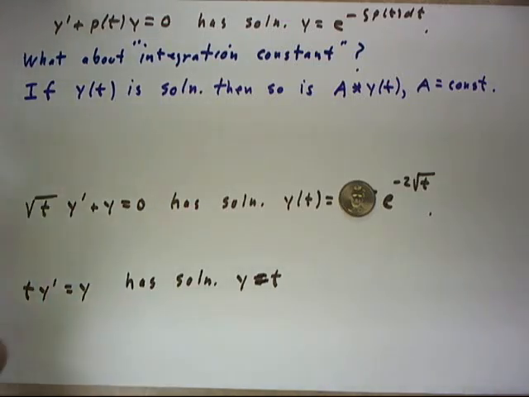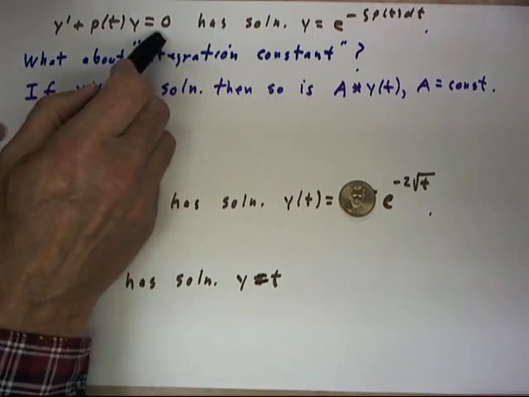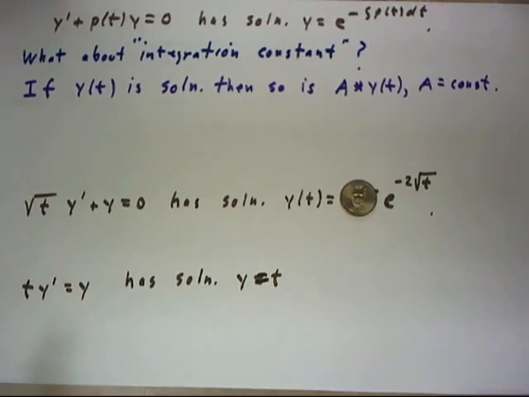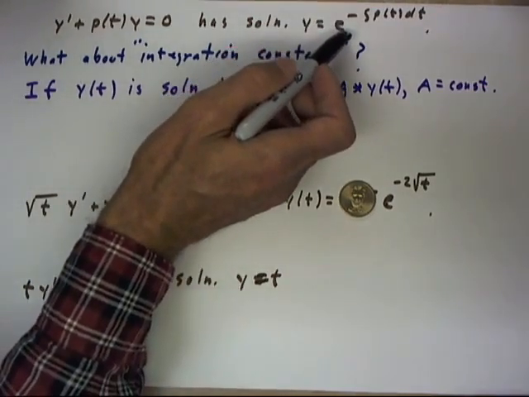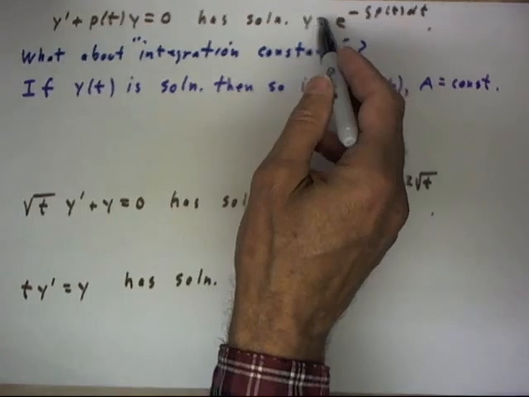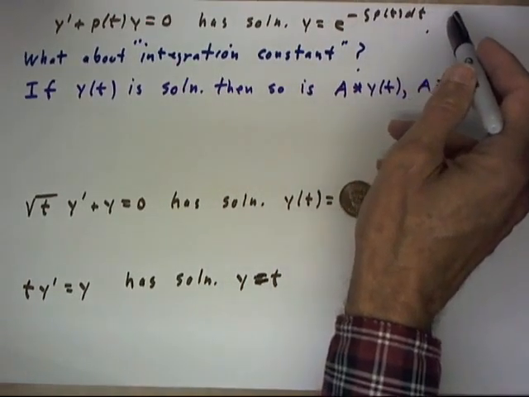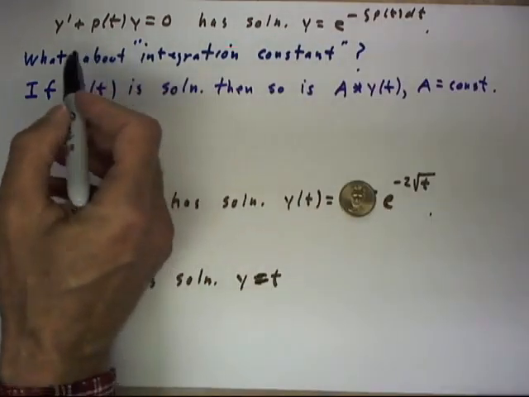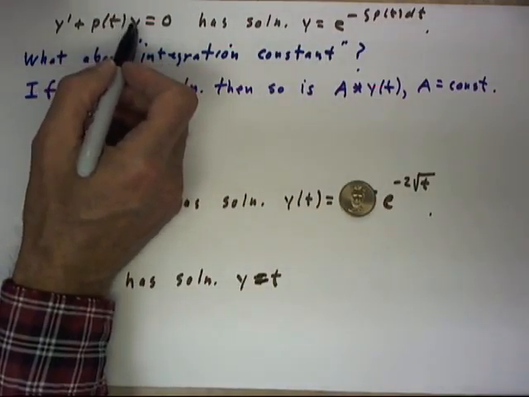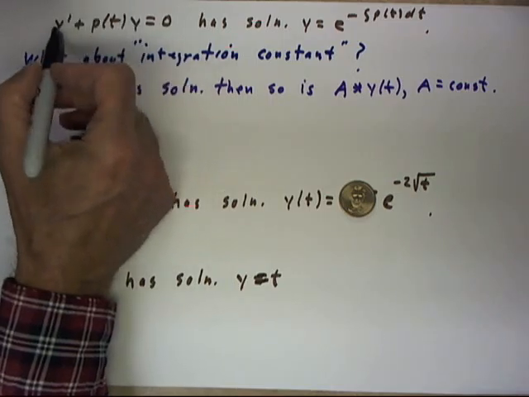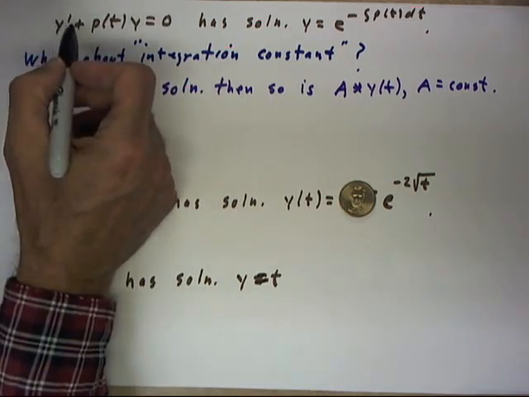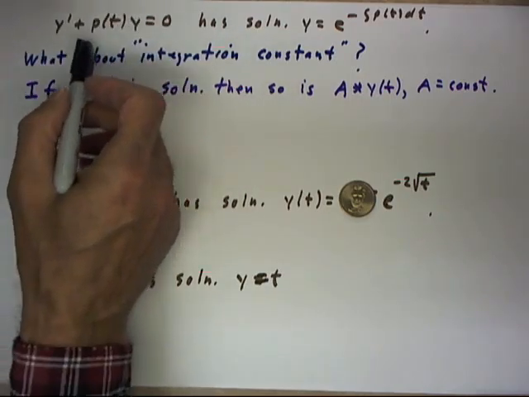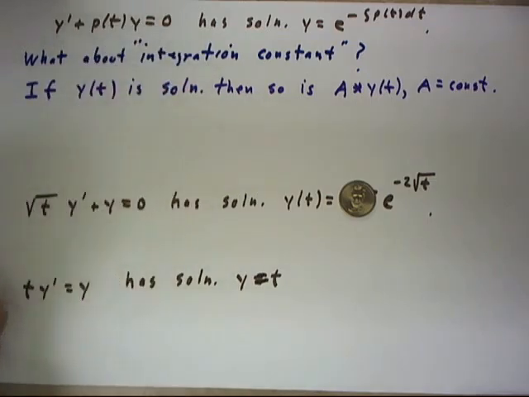Now the equation y prime plus p of t y equals 0 does have solution y equals e to the negative integral p of t dt. However, you notice that there's no integration constant. Would it be y equals e to the negative integral p of t dt plus c? Well, that wouldn't work. If you added a constant onto this, the constant would appear on the y term, but on the y prime term, the constant would become 0 when you take the derivative, and the equation would not be solved.